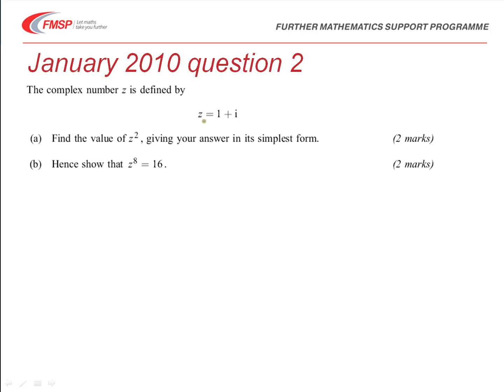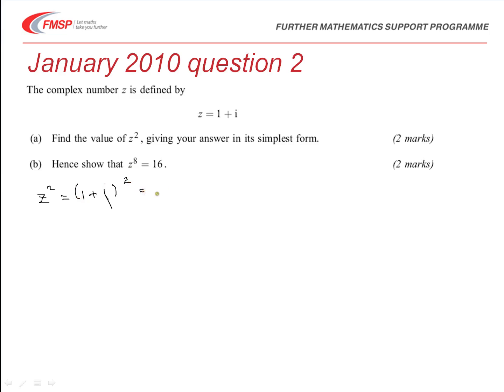Well, as you can see, z equals 1 plus 2i is defined, and in the first part of the question it just asks us to work out z squared in its simplest form. So to work out z squared, we just need to take the fact that z is equal to 1 plus i, and square it.